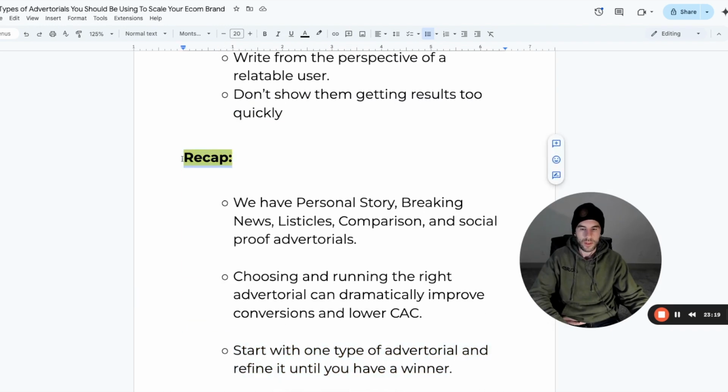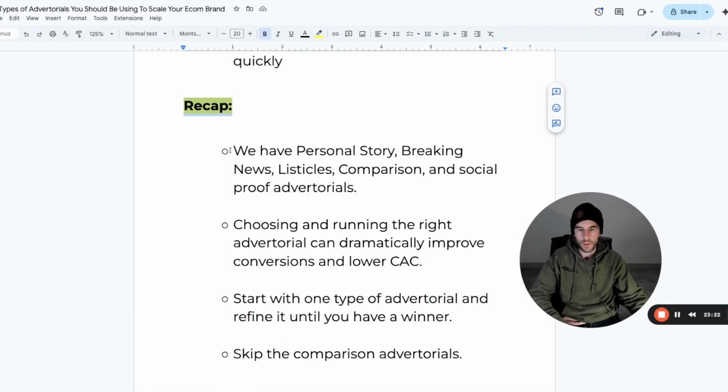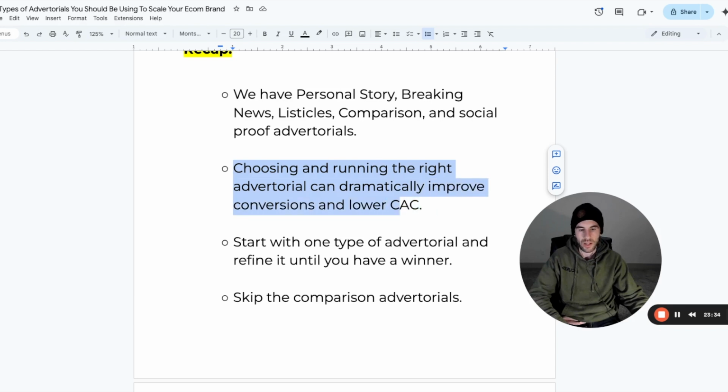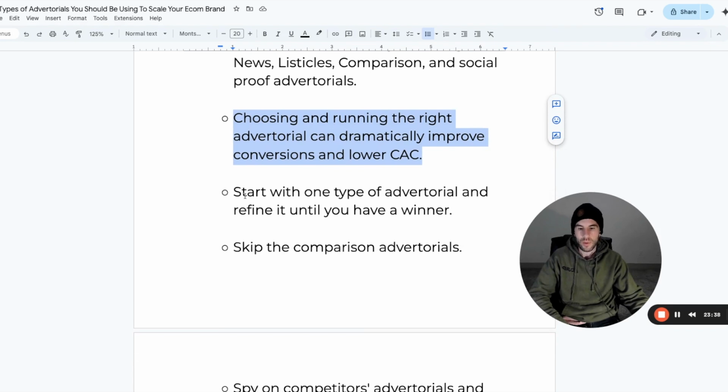All right, so here is our quick and dirty recap. We have personal story, breaking news, listicles, comparison, and social proof advertorials. And by choosing and running the right kind of advertorial, it can dramatically improve your conversions and lower your cost of customer acquisition. What I would recommend you do is start with one type of advertorial and then refine it until you have a winner.